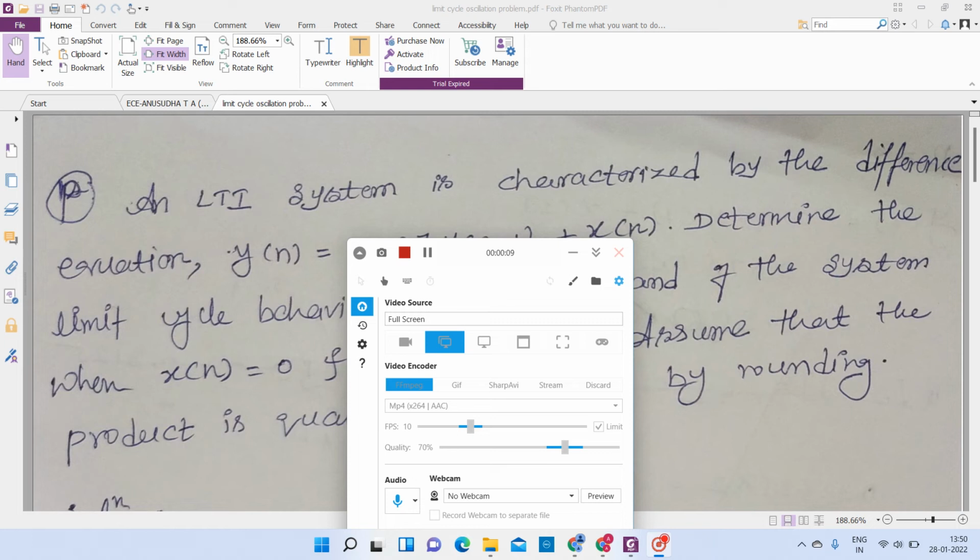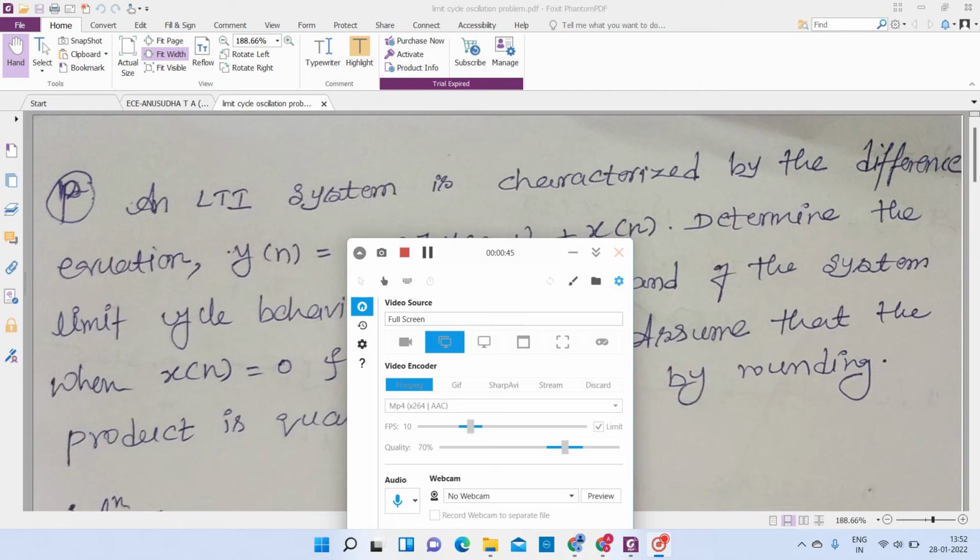I think you know very well what oscillation is. Oscillation means oscillating between positive and negative values. So here we will see what limit cycle oscillation is. During periodic oscillations, the output of the system oscillates between positive and negative values. For increasing n, the output will become constant. We call that limit cycle oscillation.